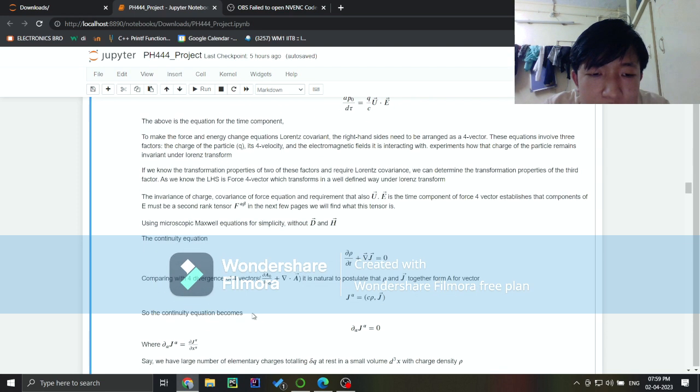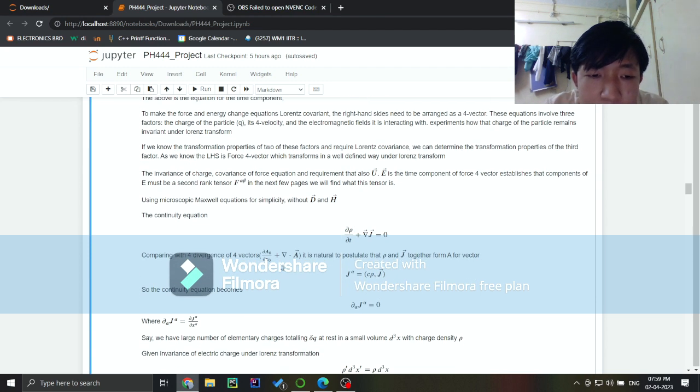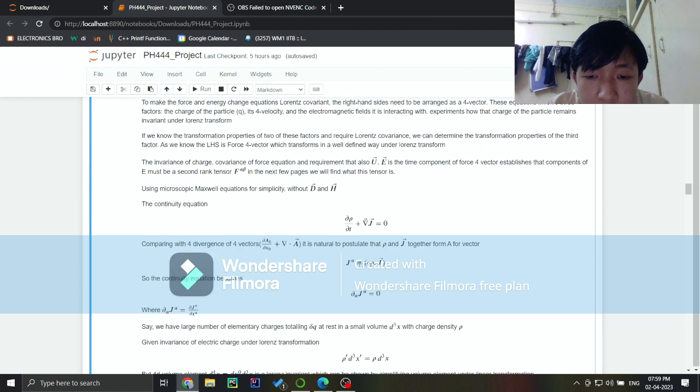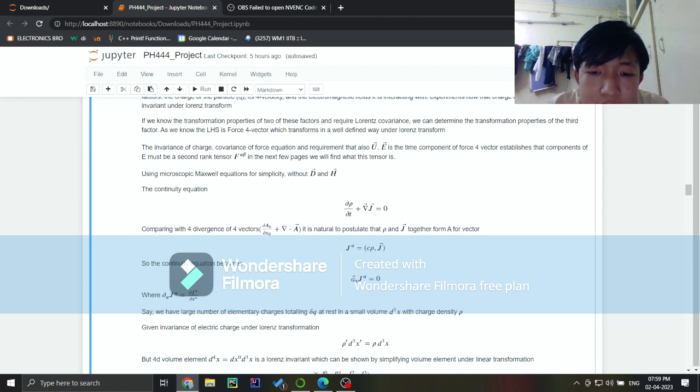So starting with the microscopic Maxwell equations, which basically means ignoring D and H, we have the continuity equation, and comparing with the four-divergence of four-vectors, we naturally postulate that ρ and j form a four-vector, with j^α being this and ∂_α j^α being this. Okay.